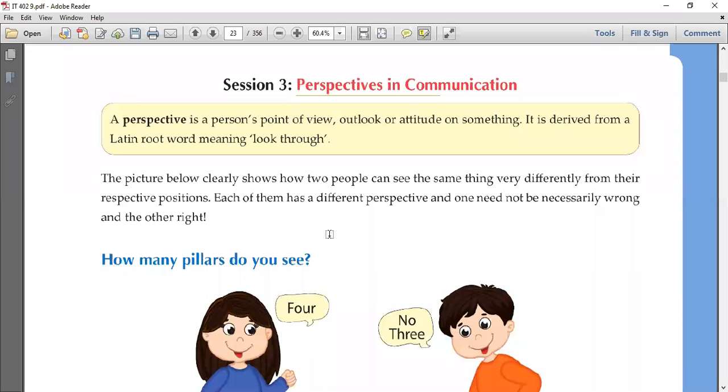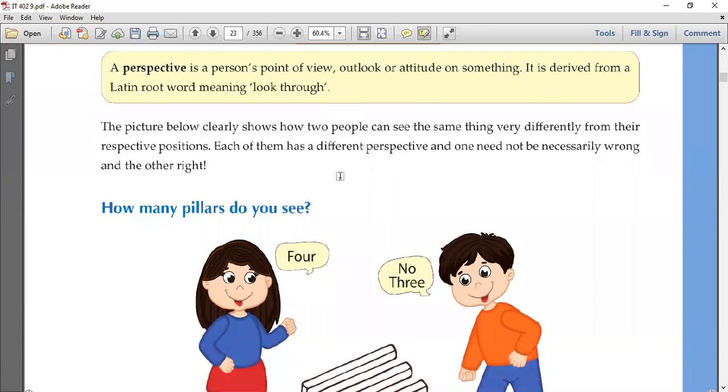Perspectives in communication. Perspective is a person's point of view. Perspective is what you thought of something, what is your view about something, right? It is derived from the Latin word meaning look through. Perspective look through से बना है.